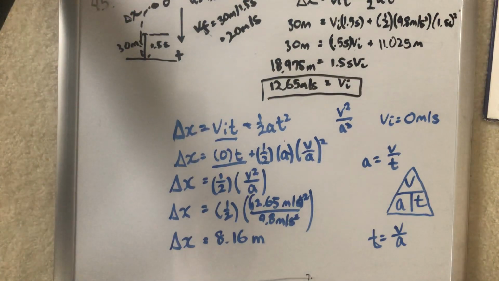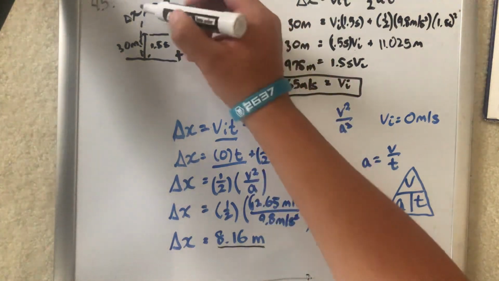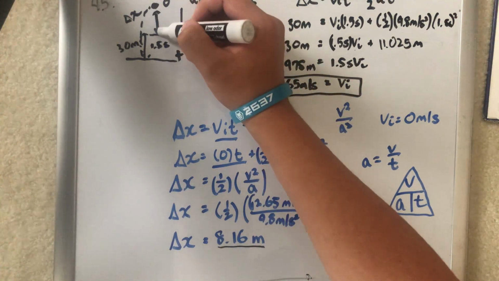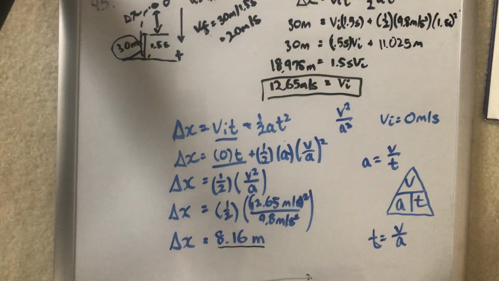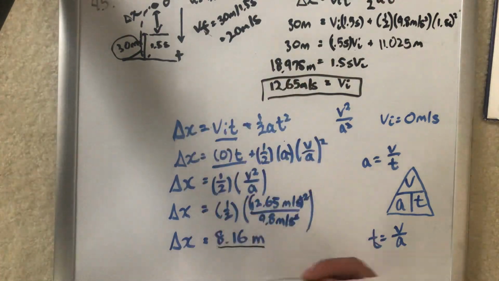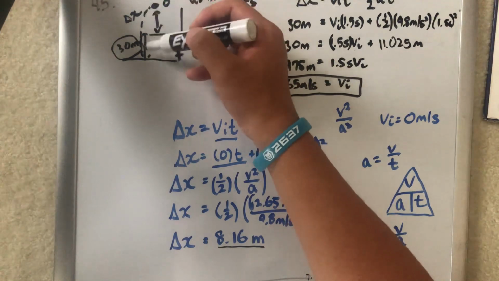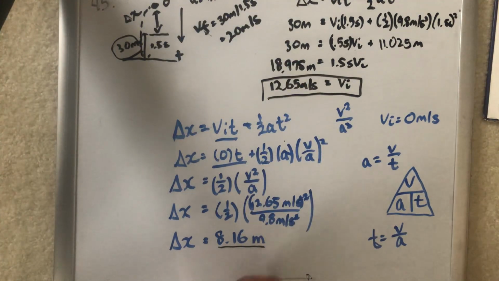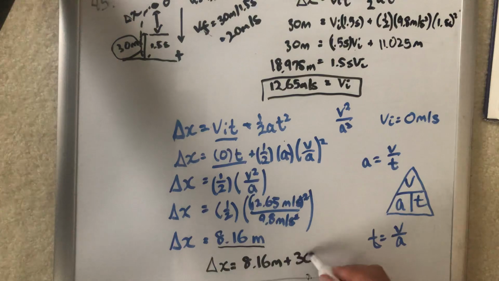Let's shift it up a little bit. So what we got from here was this length, right? Because we didn't factor in the 30 meters right here, or it would have been useless to find that. So another way you could do this is to add 30 meters to this. If you were trying to find the whole thing, you would just add it in. So the final answer would be 8.16 meters plus 30 meters.